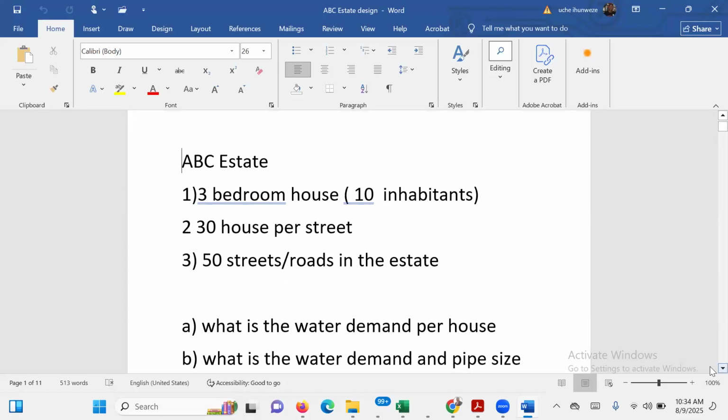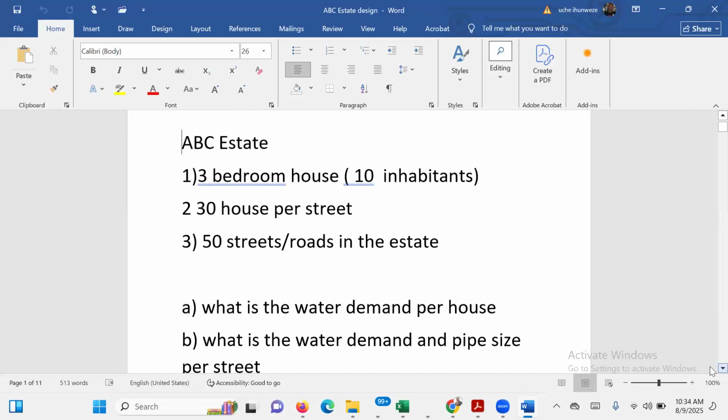He says, what is the water demand per house? So for a 3-bedroom house with 10 inhabitants, what is the water demand per house? And then you also say, what is the water demand and pipe size per street? Why didn't I ask for the pipe size per house? Because that is nominal design, 1-inch pipe or whatever. Three-quarter pipe, you know, 40 mm pipe, 50 mm pipe, 20 mm pipe, 25 mm pipe will do that. So it's like a nominal design.